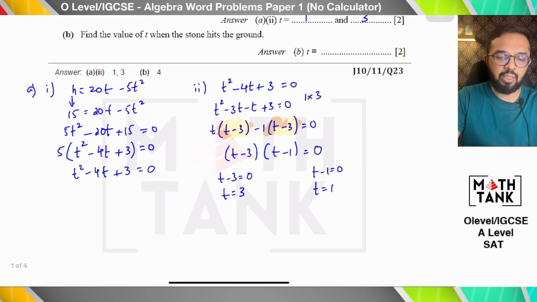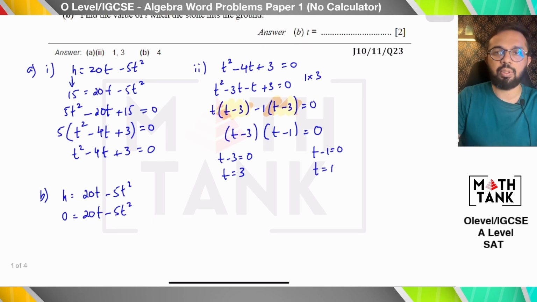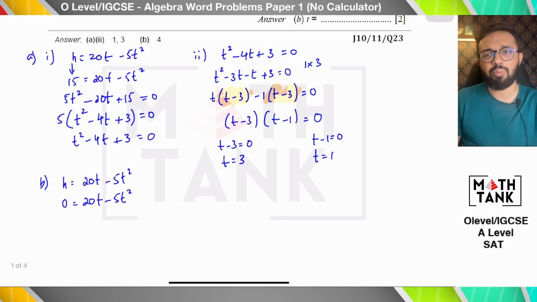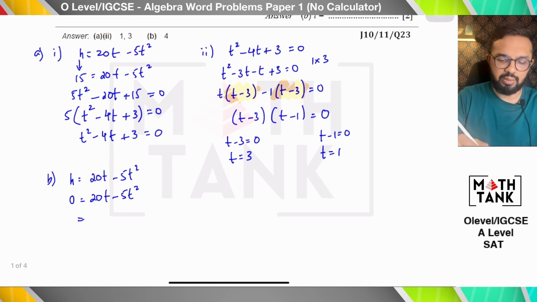Find the values of t when the stone hits the ground. So it's going to hit the ground when the height is 0. So I'm going to again pick up the expression that I had at the start, and I'm going to put in height as 0. Now this is a simpler expression. Why? Because it doesn't have that third term, so I don't need to break the middle term. The first thing that I see is what is common, and what I see is 5t is common, so I get 4 minus t equals 0.